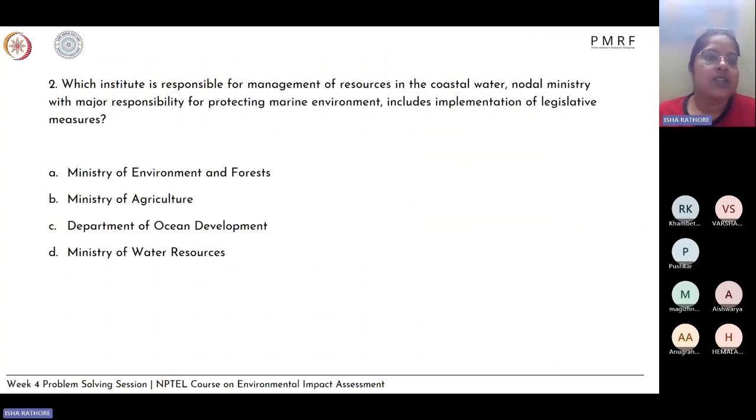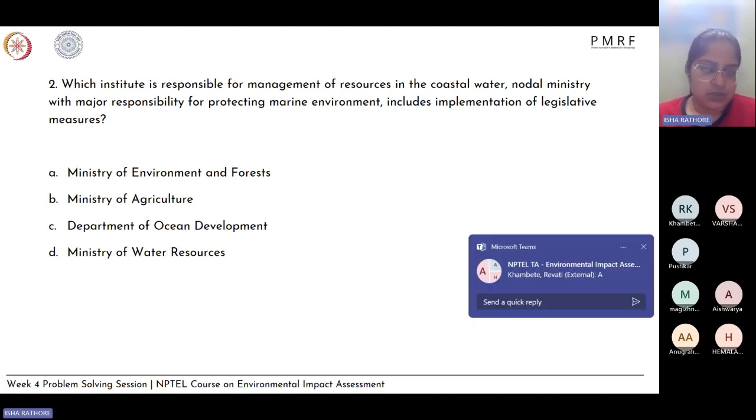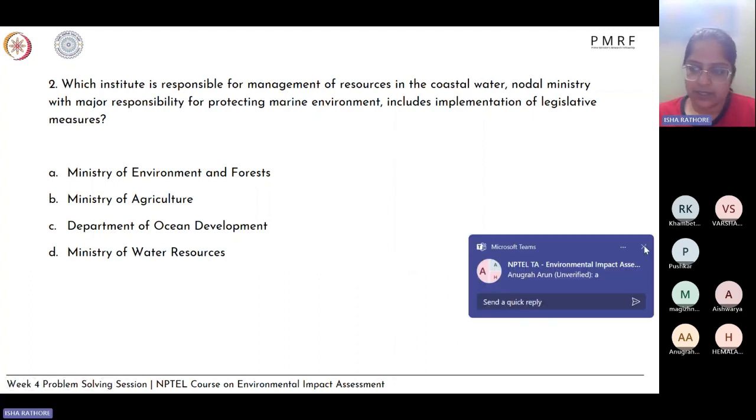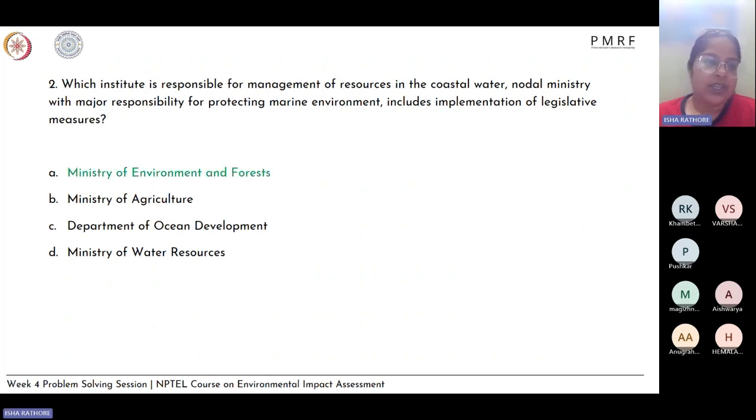Okay, moving on. Which institute is responsible for management of resources in the coastal water? Nodal ministry with major responsibility for protecting marine environment includes implementation of legislative measures. Is it A, Ministry of Environment and Forests, B, Ministry of Agriculture, C, Department of Ocean Development, or D, Ministry of Water Resources? Okay, we have an answer A, another A, another A. Okay. So A is the correct answer.